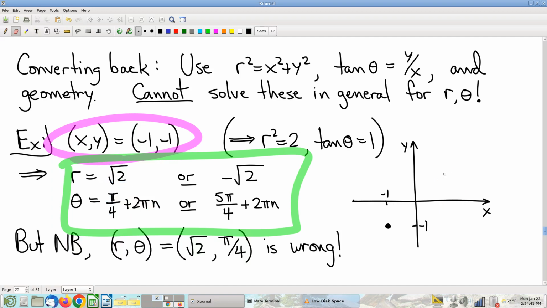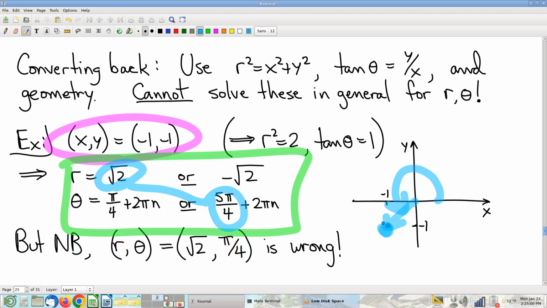So then you consider your other option. Maybe it's square root of 2, 5 pi over 4, and of course that gets you the correct direction, correct distance, and it gets you to the right point. And likewise for the other pair.